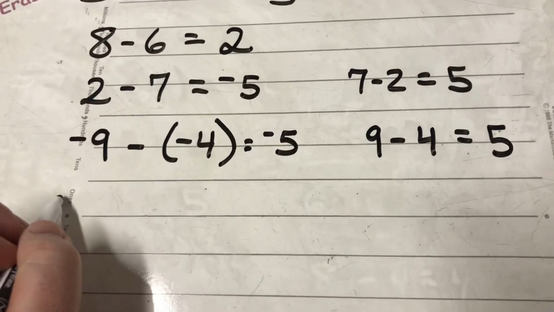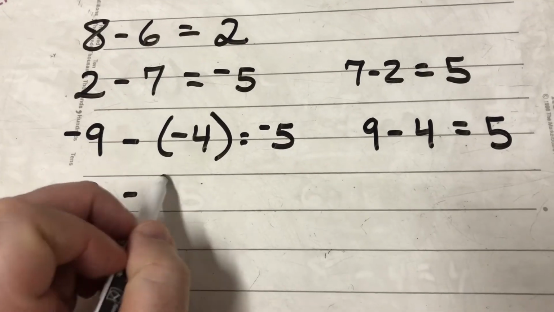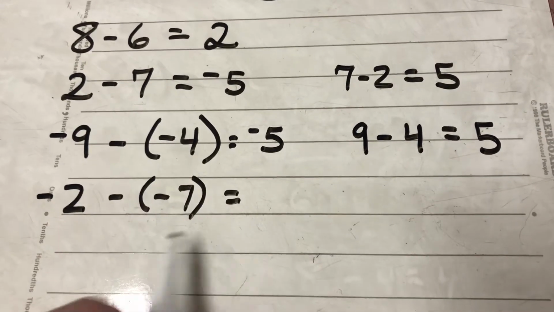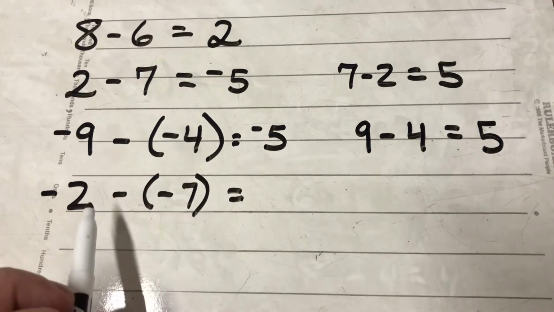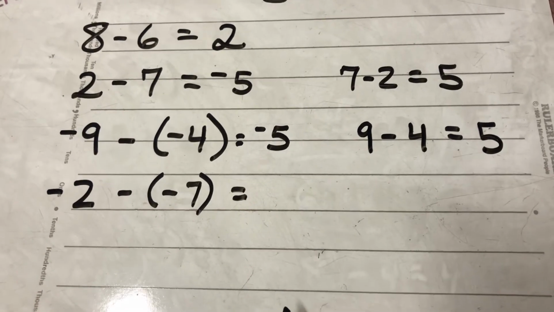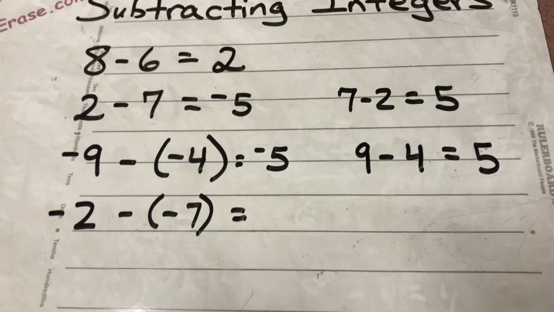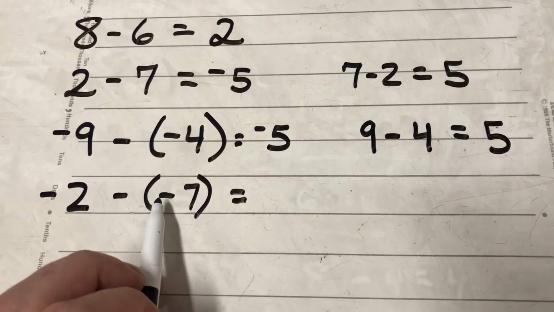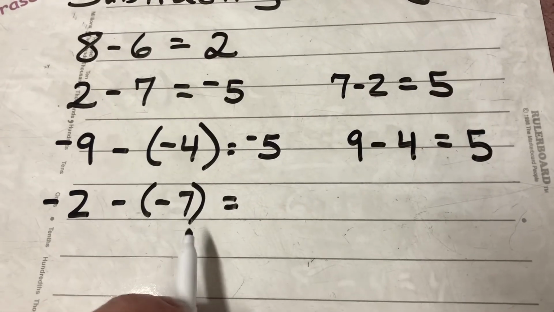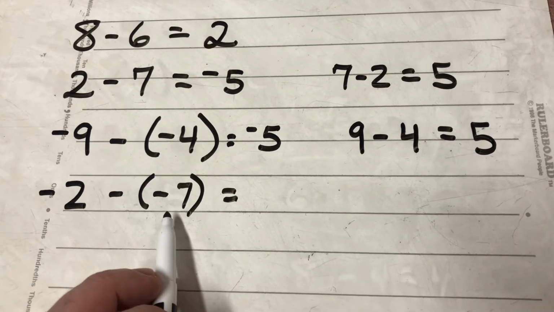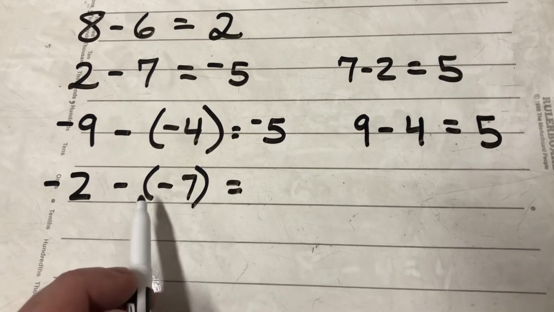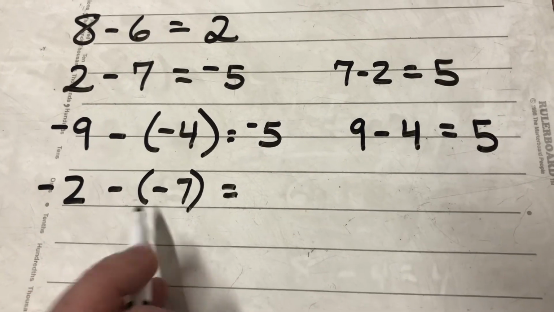Now, what if the first digit is smaller, such as in negative 2 minus negative 7? Once again, you'll notice I put parentheses because we like to separate the operation signs. We don't want to have these two minus negatives next to each other. We put parentheses to show separation. Once again, when I subtract a negative, it's like I'm adding. Here I'm adding enough that I'm going to get past 0, because I'm at negative 2 and I'm adding 7.